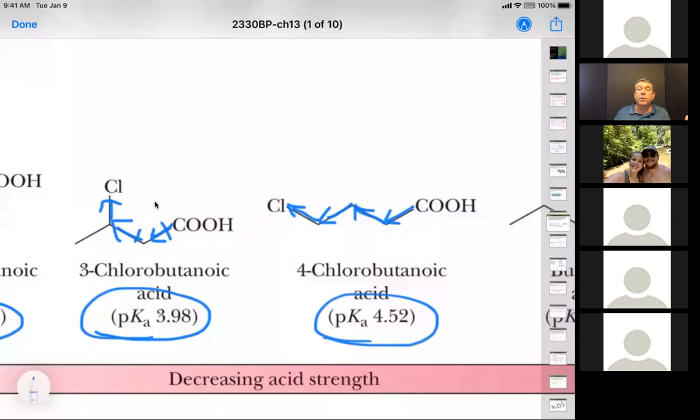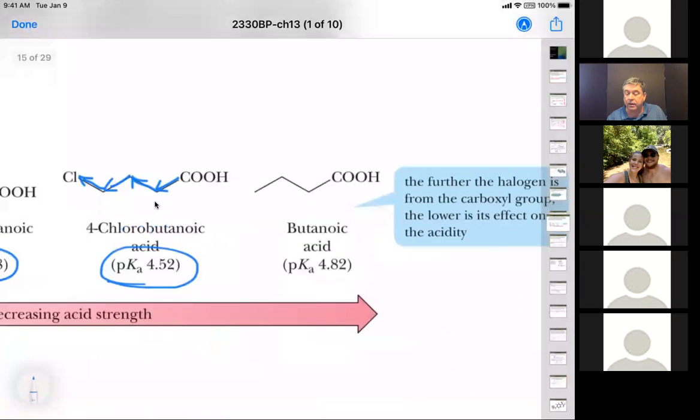Because it's so far away, we're pulling so little electron density through all of those bonds that it starts to look just like we didn't have that electron withdrawing group at all. In fact, when we look at our base molecule with no chlorines on there, it's only a little bit higher. So even through that many bonds, there's just a little bit of electron density being pulled through.